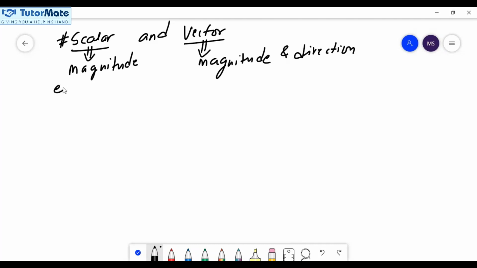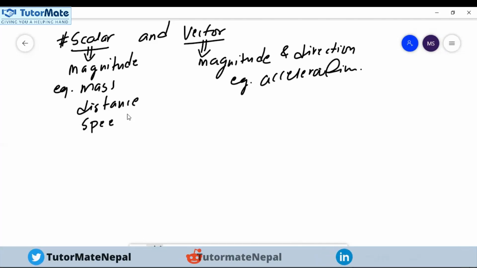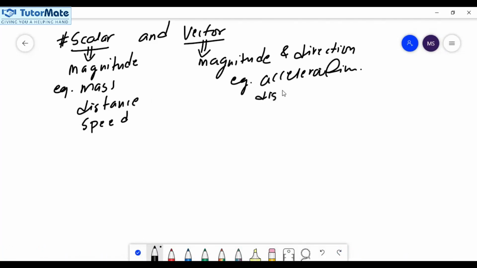An example of a scalar quantity can be mass. An example of a vector quantity can be acceleration. Scalars can also be distance and speed. Similarly, in vectors, it can be displacement and velocity.